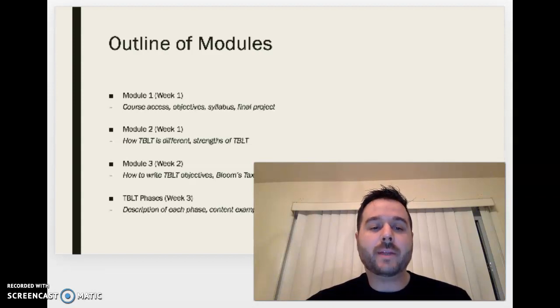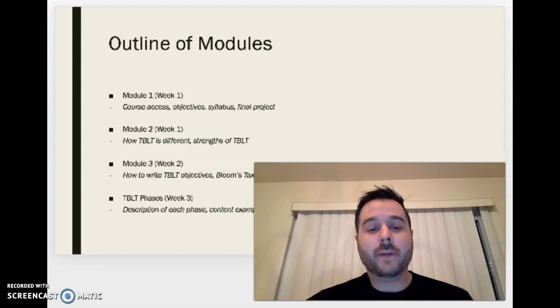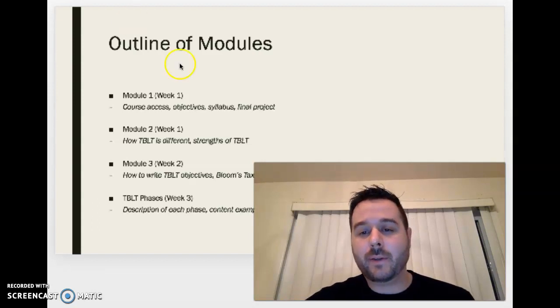The topic of the third module is how to write TBLT objectives. This module explains the features of TBLT objectives and provides students with a list of verbs from Bloom's taxonomy. Finally, and very importantly, the fourth module focuses on the 3 phases of a TBLT lesson. I include a description of each phase, and I give examples of content and materials that might be used.